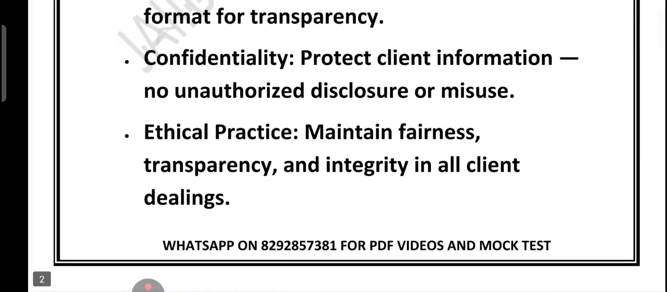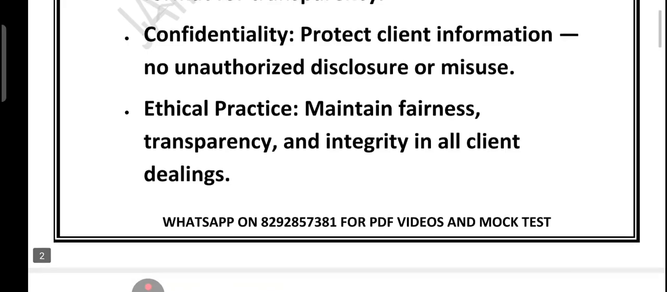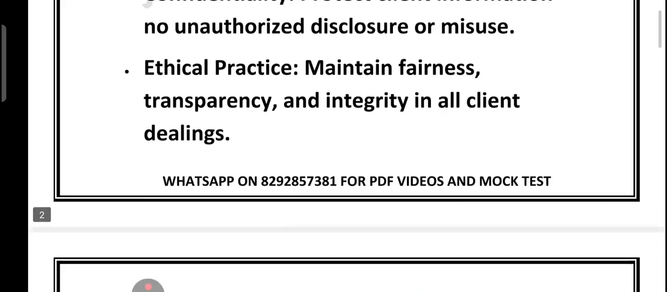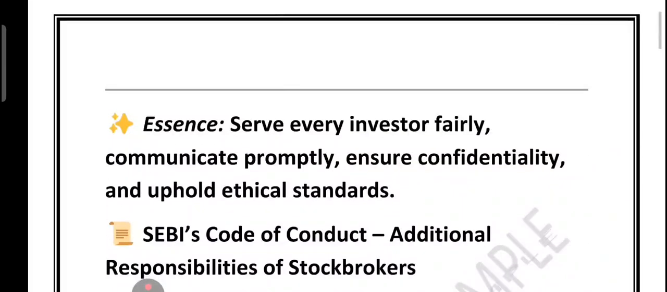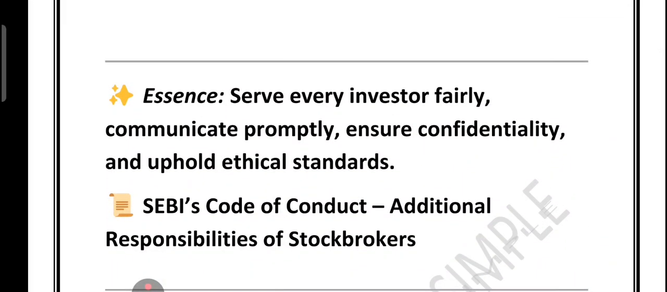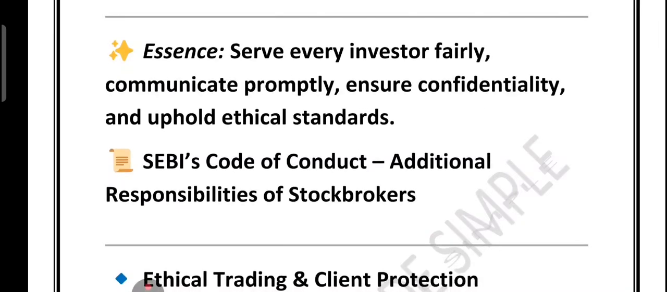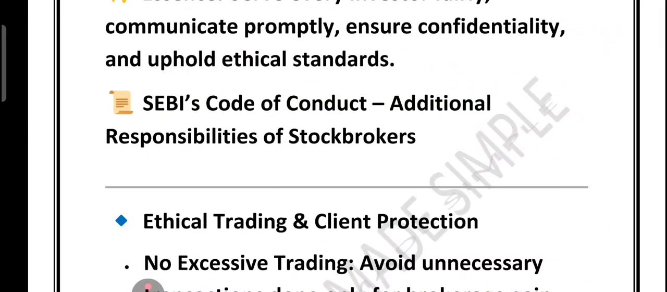Then we have confidentiality. Confidentiality is equally important. A broker must protect client data and never share or misuse it for personal gain. And finally, ethical practice. Every dealing must reflect fairness, honesty and integrity. In short, SEBI expects brokers to serve every investor with fairness, keep communication transparent, maintain confidentiality and always follow ethical practice.